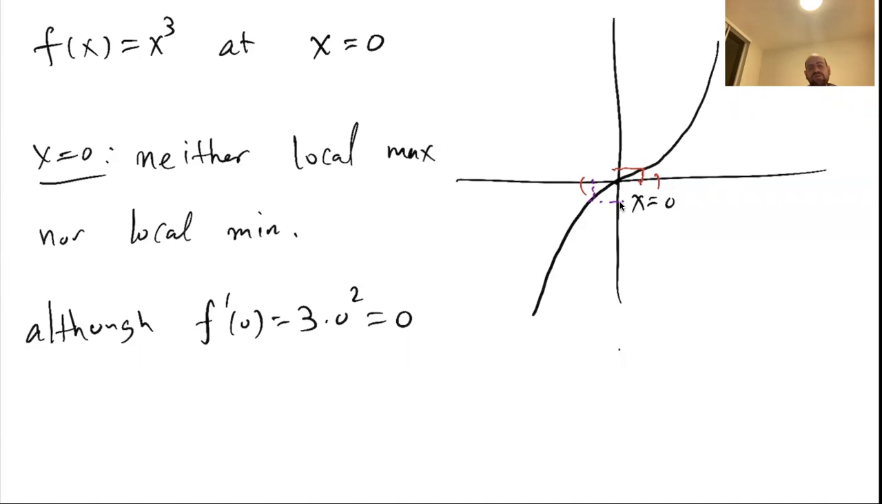But f prime of 0 is 0 here because f of x is x cubed. So f prime of x is 3x squared and f prime of 0 will be 0. So this example shows that f prime of 0 is 0, but 0 is neither local max nor local min. So even if f prime of a is 0 at some point a, or even if f prime of a does not exist for some point a, then still we cannot conclude that f must have a local max or min at that point. It may have, but it may not have.